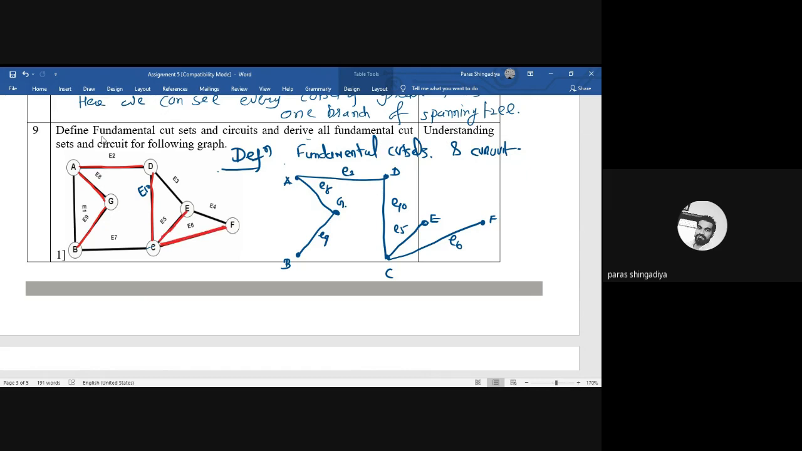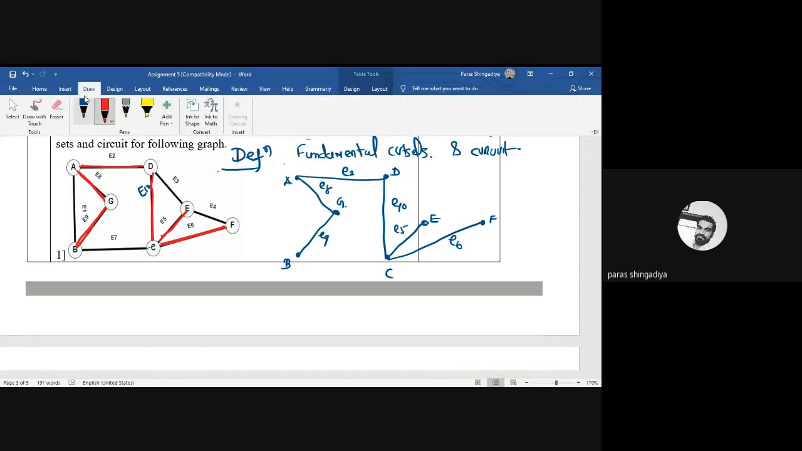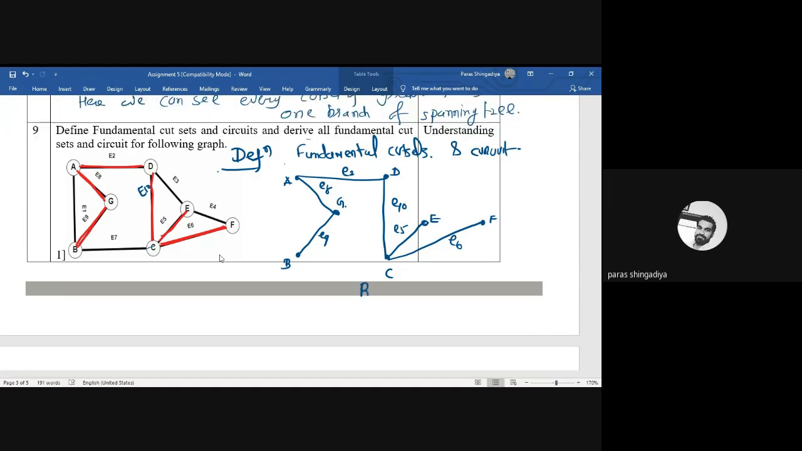Is it okay up to this? Any confusion? Clear? The red line is the spanning tree. So you can find the branch set. Which are the branches? B is equal to E8, E9, E2, then E10, E5, and E6. This is the branch set. Clear?